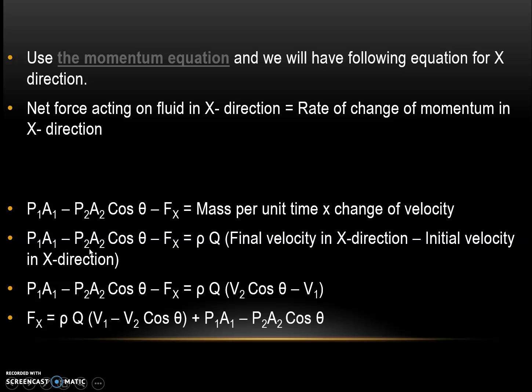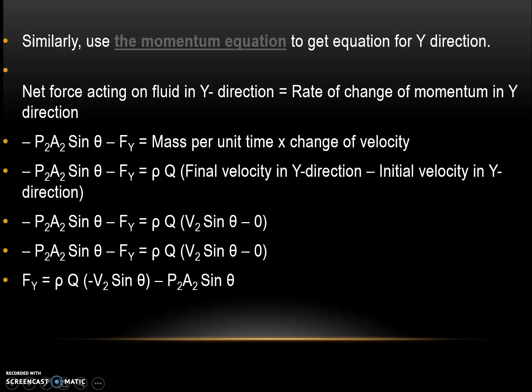So, P1A1 minus P2A2 cos theta minus Fx is equal to rho Q into change in velocity, that is the final velocity in the x direction minus the initial velocity in the x direction. So, we get P1A1 minus P2A2 cos theta minus Fx is equal to rho Q into V2 cos theta minus V1. So, finally, we get the equation for Fx as rho Q into V1 minus V2 cos theta plus P1A1 minus P2A2 cos theta.